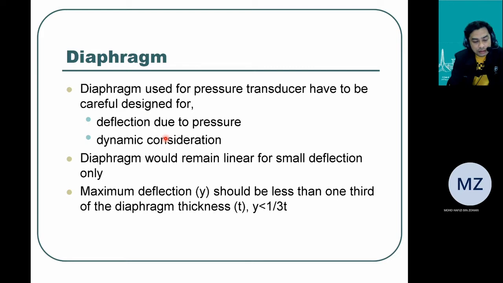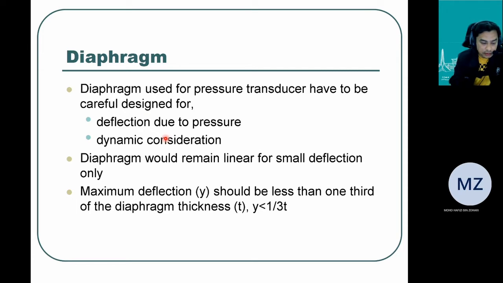For the deflection, by default, usually we can say it must be designed so that the deflection is within 1/3 of the thickness of the diaphragm. Okay, this is when we talk about the membrane type of diaphragm.